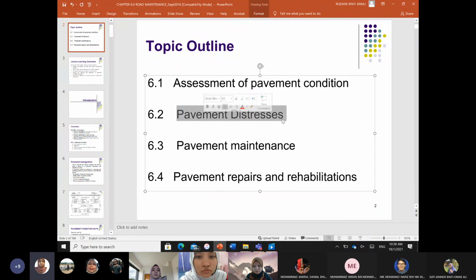You have been familiarized with all those failures, road failures. It can also be deformation as well. So that has already been covered there.